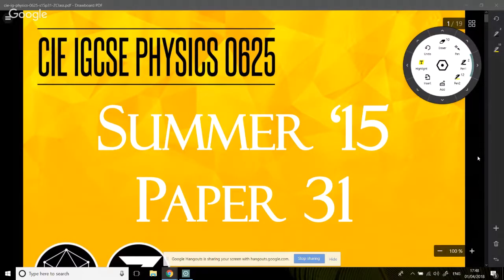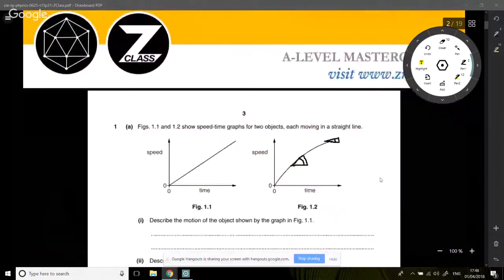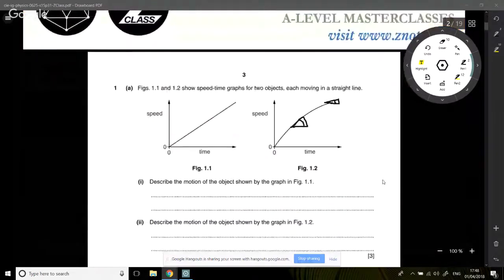All right, guys, we're doing IGCSE Physics. This is the summer paper of 2015, paper 31. All right, so let's just jump straight into it.